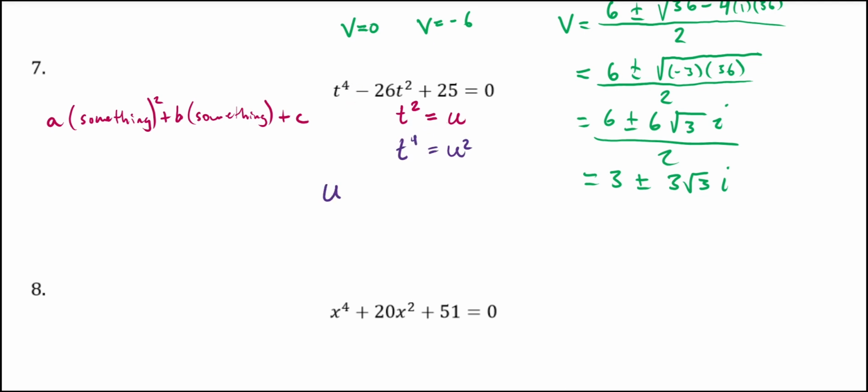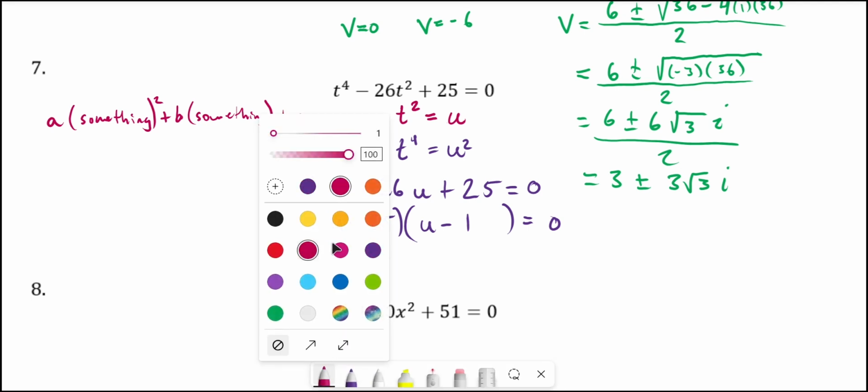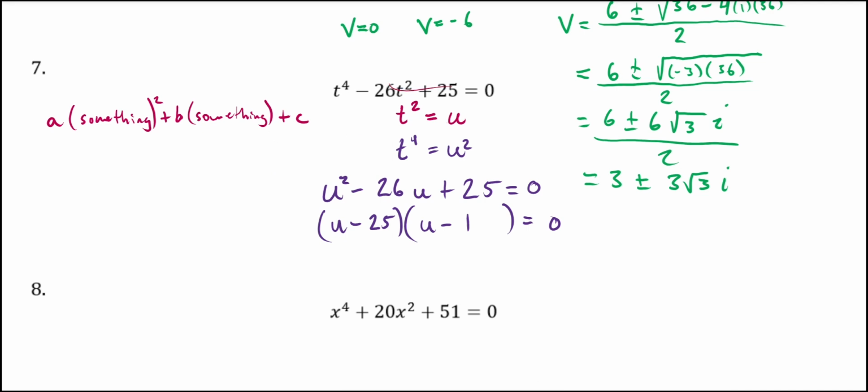And what we then have is u squared minus 26u plus 25. Now this can be factored: u minus, to match this plus, factors of 25 with the sum of 26, or 25 and 1. And this is still all equal to 0. Now the notion here is of course that we're not quite done. We need to reverse our substitution because our question was originally posed in terms of t's. So this says then that t squared minus 25 times t squared minus 1 is equal to 0.